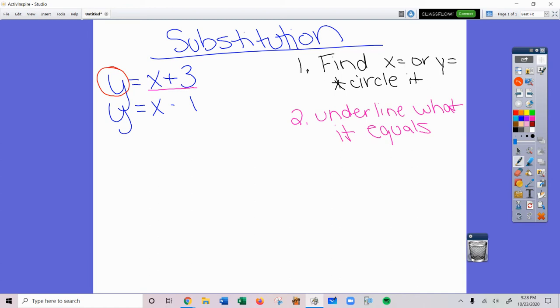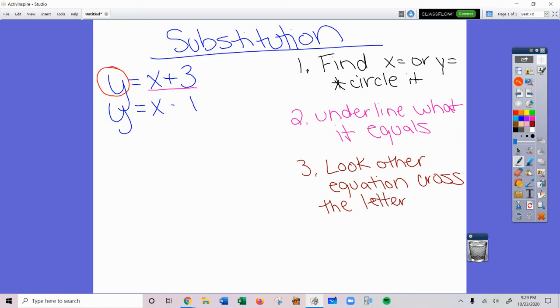Okay, our third step is that we are now going to go to the other equation, the one we haven't touched yet. And we are going to cross out the letter we circled. Okay, so we circled a y, so we are going to cross out this y. Now I sort of scribble it. You can do whatever. And then our last step here is that we are going to replace what we scribbled out with what we underlined.